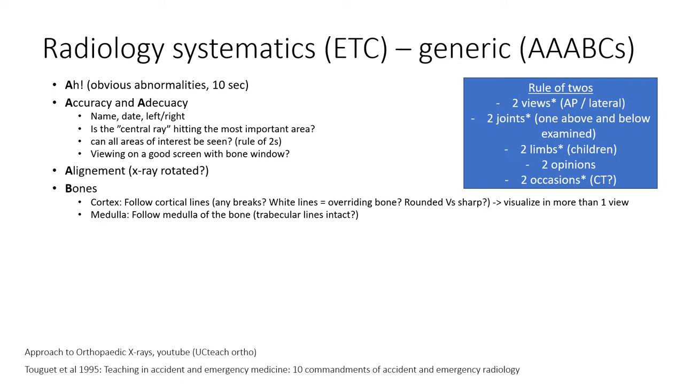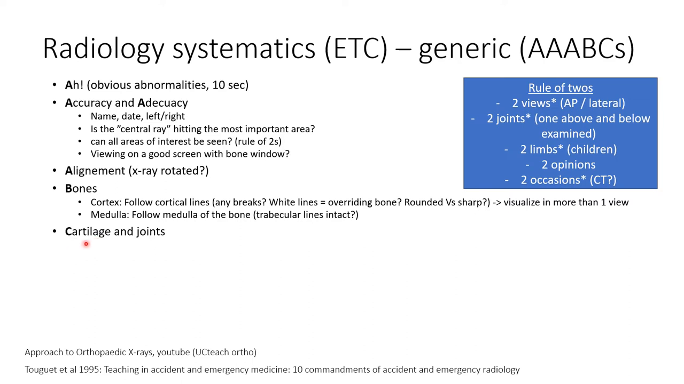Then we should also look at the medullary part, and we have these things called trabeculae. Trabecular lines sometimes go through some of the bones, usually in the femur and proximal femur. You can see the trabeculae, and whether or not they are broken. Then we'll look for cartilage and joint.